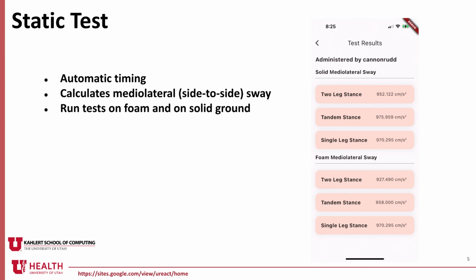The second balance test that we implemented is the static test. To perform this test, you would strap the phone or device to someone's back and then see how still they can stand with their feet together. We then just measure that and display the results as we do on the right side. Some of the improvements that we made to this process is we implemented an automatic 30-second timer, so we know when to start and stop the recording. And then we also allow them to run the tests on foam or solid ground and record those results.